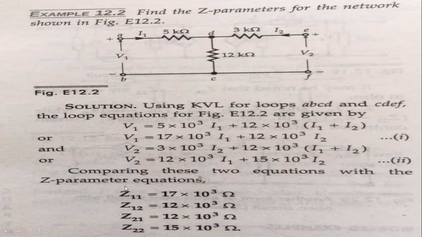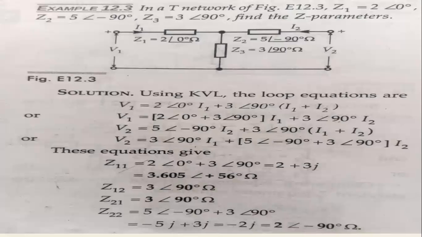Getting it? So now Z11 is the combination of the 5K and the 12K, which is 17. Z12 and Z21 are nothing but the middle part, that is the 12K, whereas the last part, Z22, is the combination of 12K plus 3K. 12K plus 3K is nothing but 15K. So likewise, you can simplify the numerical. Now go for the next.